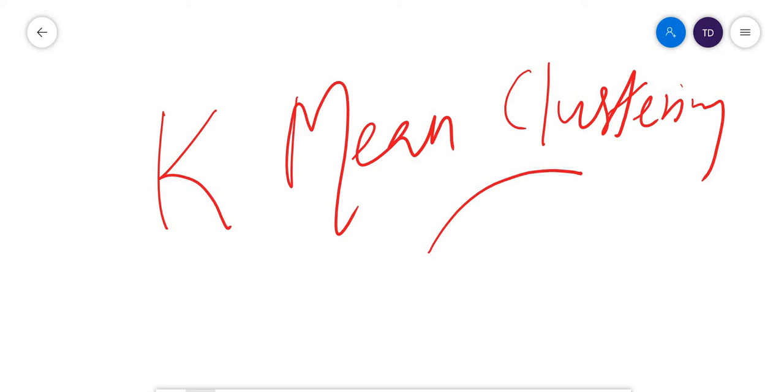Dhanesh here. Today I am going to discuss one of the most important algorithms in machine learning. It is k-means clustering.